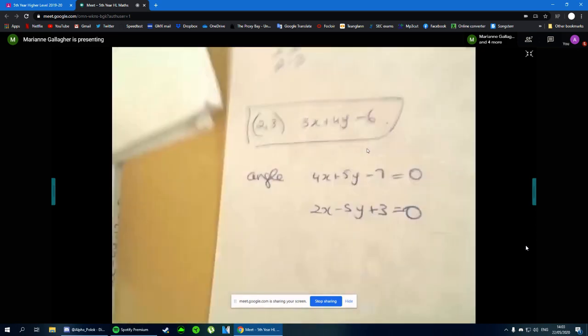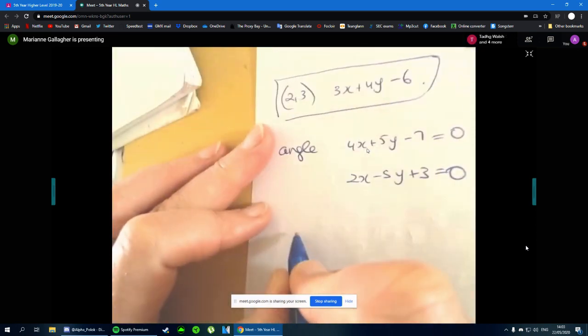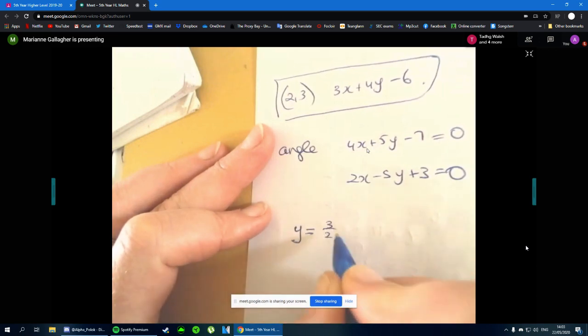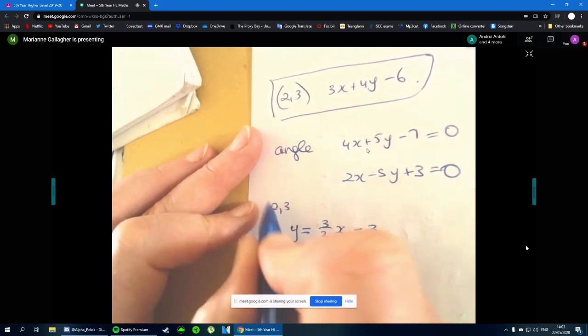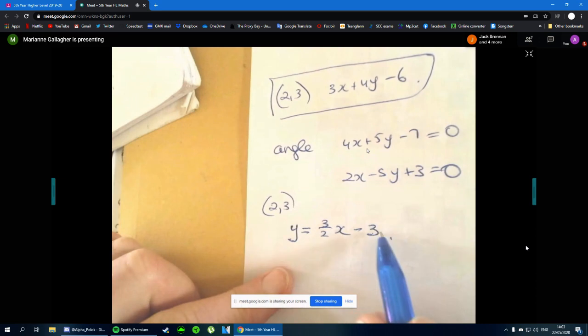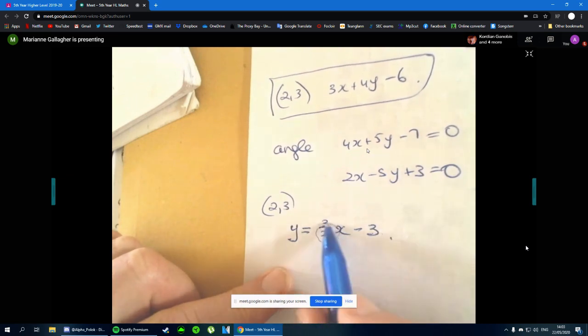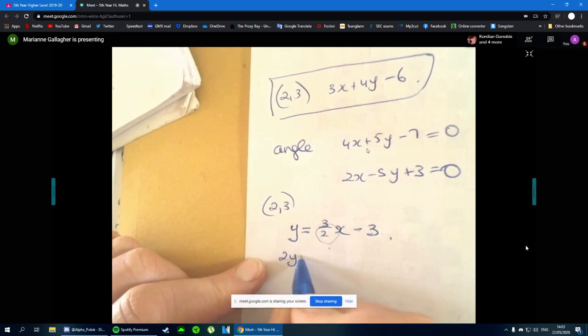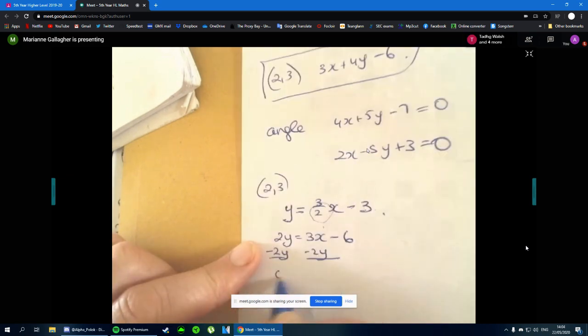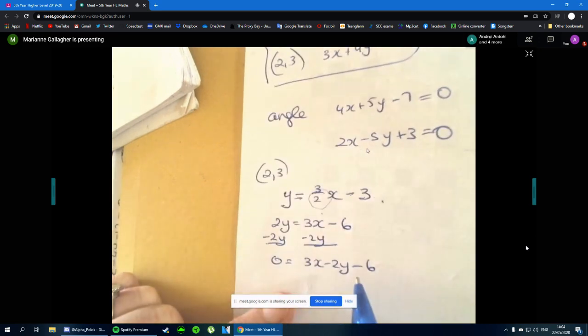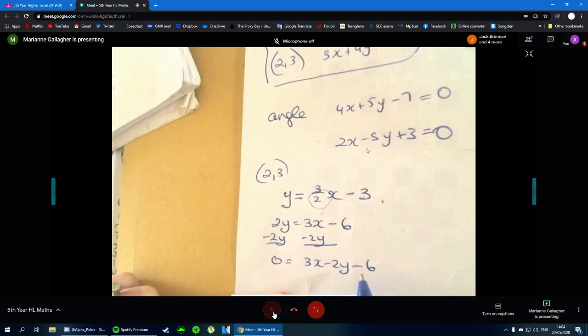Okay, so just say I was given my line is y equals 3 over 2 x minus 3, and I want to get the distance from 2, 3 to this line here. This is not in the correct form. So the first thing I want to do is get rid of the fraction, so I'd multiply everything by 2. And then I want everything on the same side. So I'm going to take the y away from this side and bring it to this side. So now you've got 0 equals 3x minus 2y minus 6. Is that okay? So you make sure it's in the correct format that you can apply the formula.